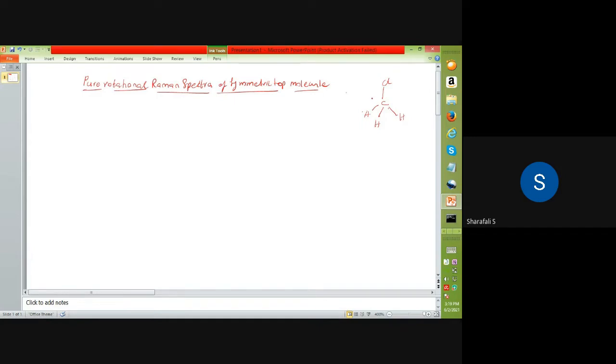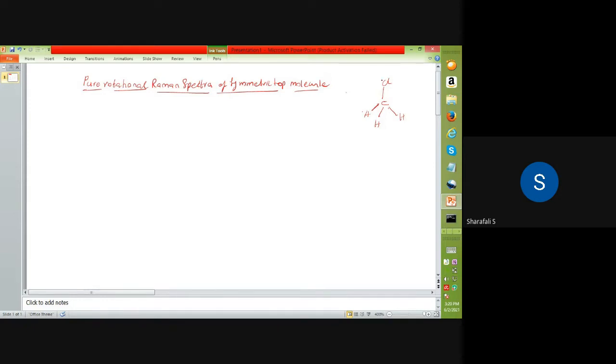So in this case, this bond is different from these three bonds, and it is going to give you that symmetric top condition. If this is also hydrogen, then this will form a spherical top.